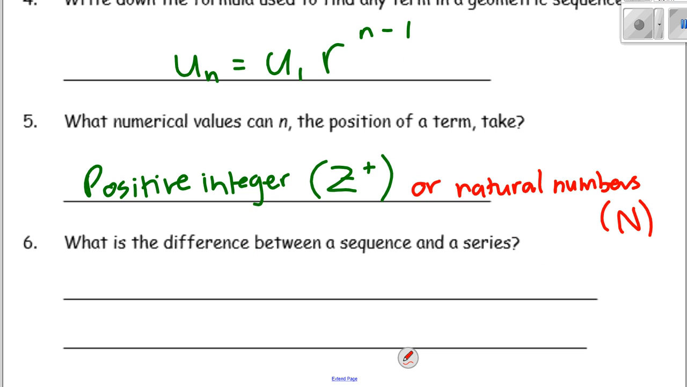What's the difference between a sequence and a series? Series means kind of sum. So you can just say that if you want that kind of differentiation. A sequence is just a regular sequence, nothing much to say. A series is a sum of n terms in a sequence.